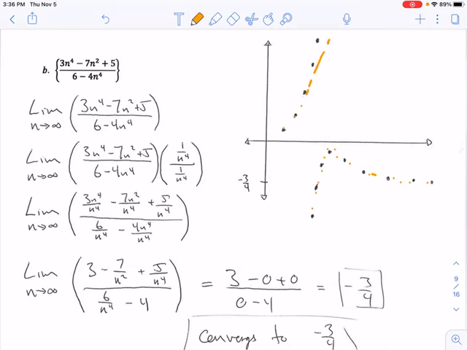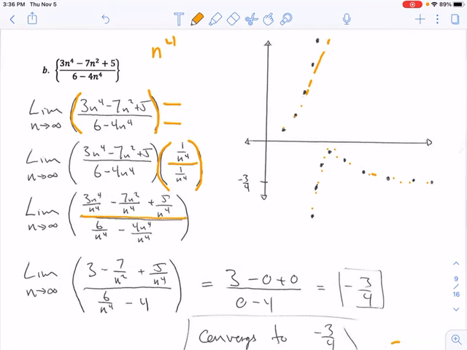And so the limit of a rational function, just like I showed you a couple problems ago, we have a polynomial function in the numerator and a polynomial function in the denominator. When you have polynomial functions, you want to look for the highest power of n. So the highest power of n is n to the fourth. So we're going to multiply by 1 over n to the fourth divided by 1 over n to the fourth. And so that gives us this.